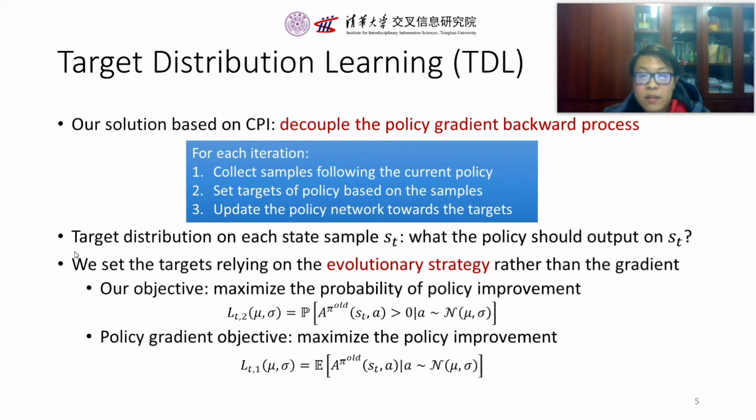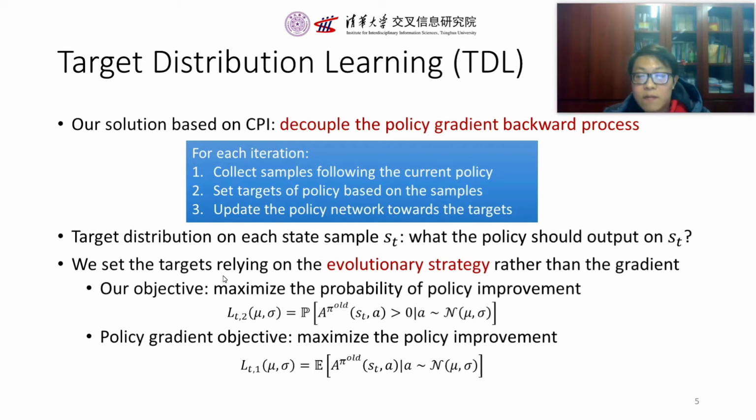Specifically, we set a target distribution separately on each sample. The target distribution on each sample tells the algorithm what action distribution the policy should output the next time when the agent faces a similar state. Since the target distribution is set separately on each sample, the objective of the target distribution setting can be more carefully designed.